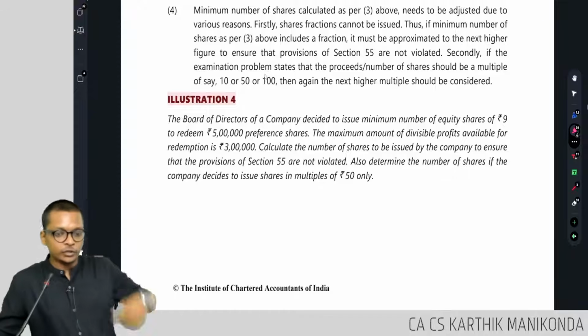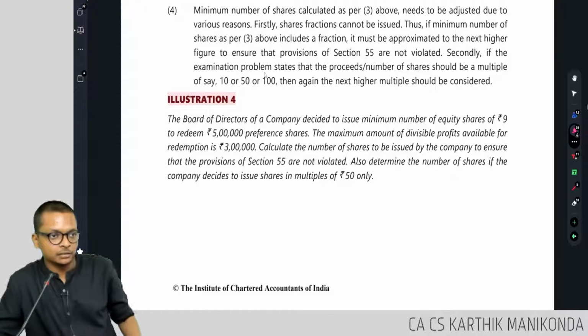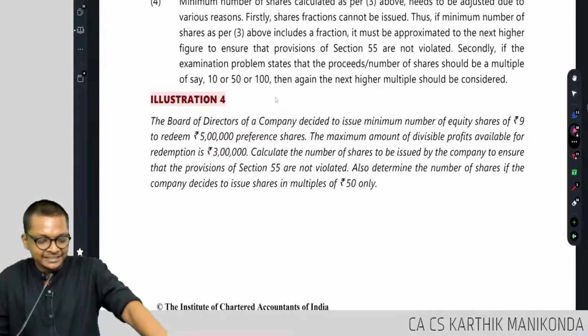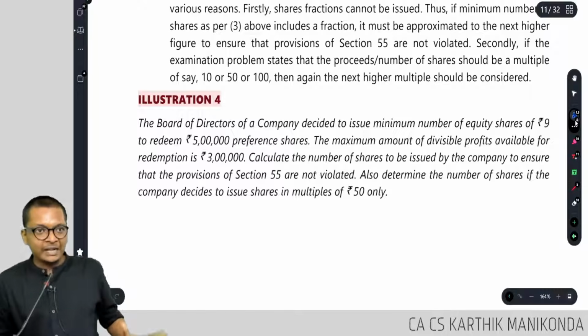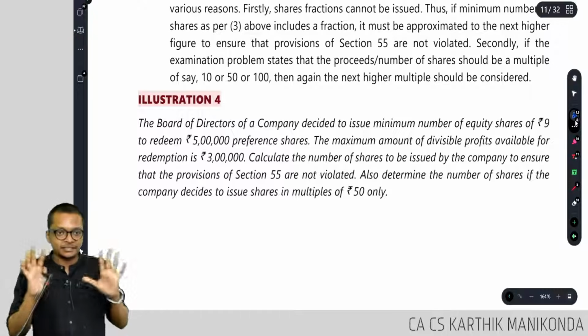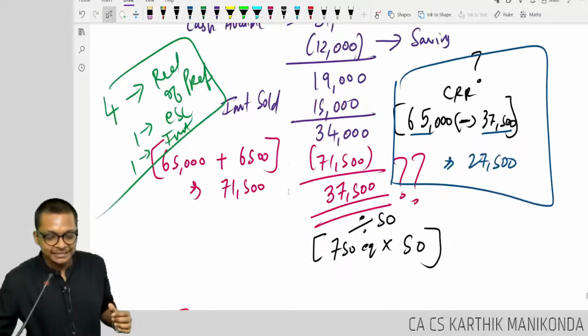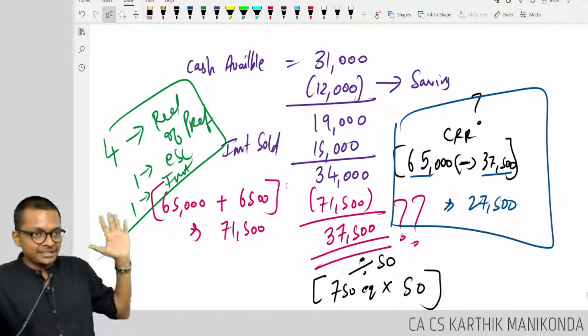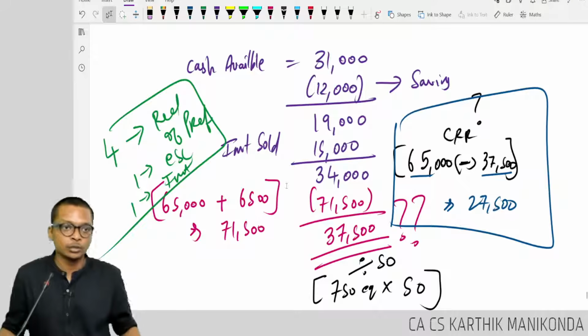Illustration 4. If we finish 4, 1 to 7 are all done. Illustration 4 is easy. I will brief, and I want you to try it. No journals, only workings, somewhat like this. But not the same thing; in this way, you have to do some workings.